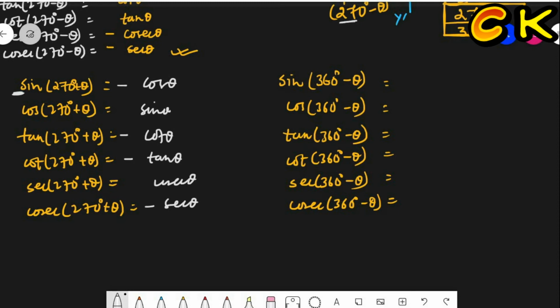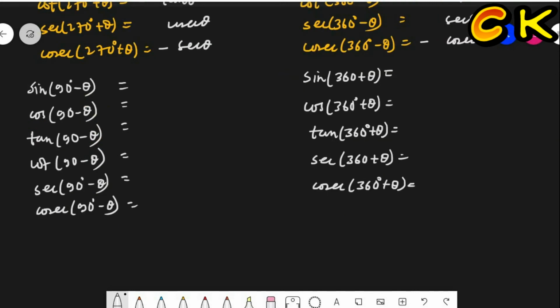Alright, now let's go to the formula for 360 degree minus theta. As you know, 360 degree minus theta means even multiple of 90, so no change. That is, sin of 360 degree minus theta will be sin theta, cos will be cos, tan will be tan, cot will be cot, sec will be sec, cosec will be cosec. Now it lies in fourth quadrant, so sin negative, cos positive, tan negative, cot negative, sec positive, and cosec negative.